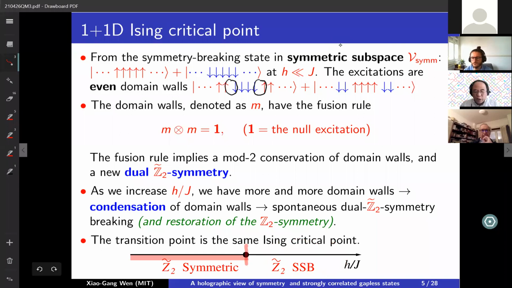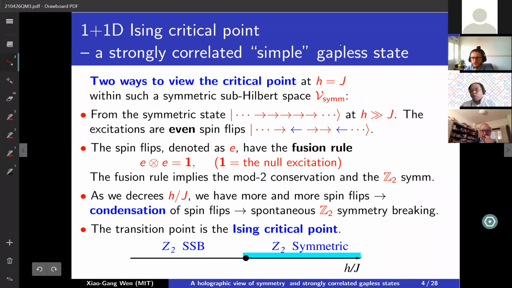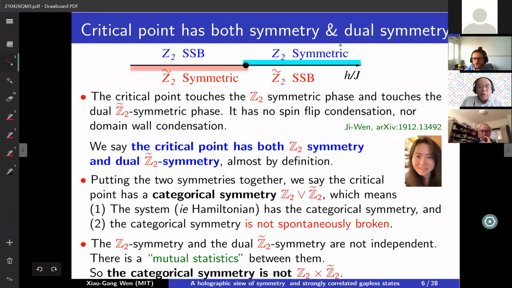I think we only have one critical point. So this critical point and the previous critical point happen to coincide. You have two different views. So if you combine these two points of view, we get this picture. If you look at the symmetry, we have a symmetric phase at large H and a symmetry breaking phase at small H. However, if you look at the dual symmetry, we have a symmetric phase at small H and a symmetry breaking phase at large H. But at the critical point, we can see that this critical point touches both symmetric regions. So the critical point has both symmetries.